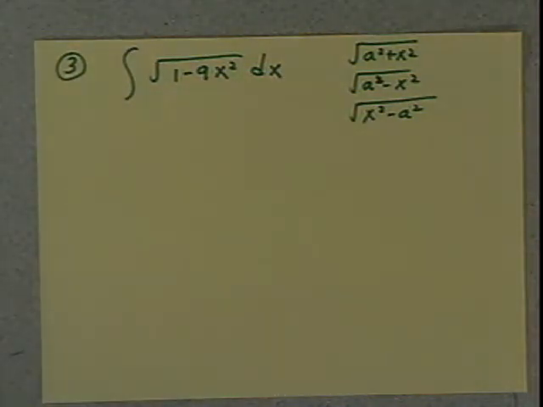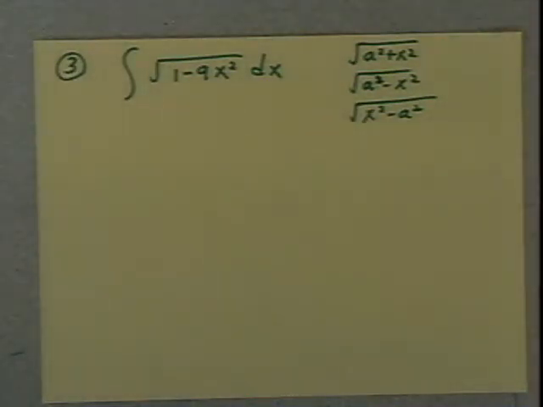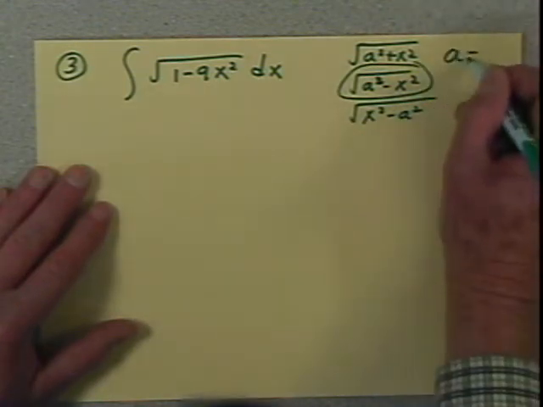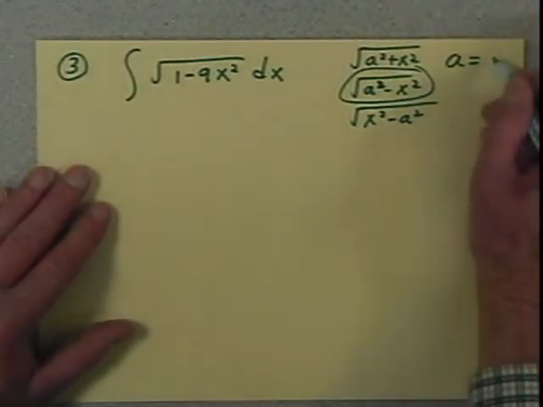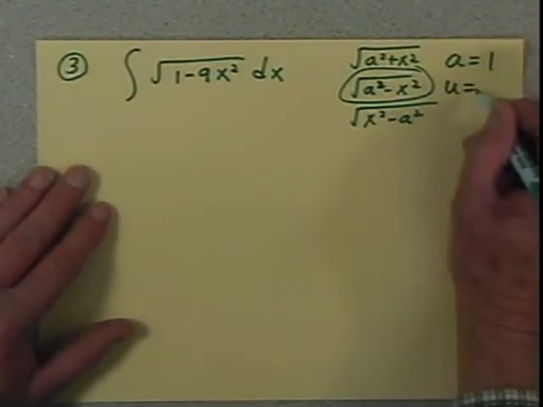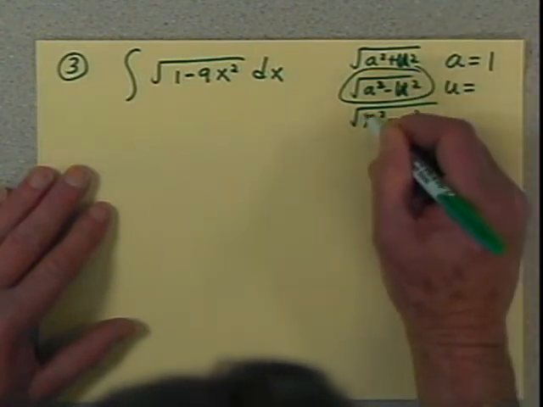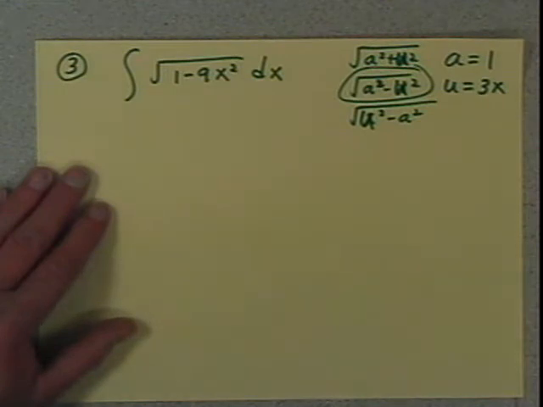Because those are the ones I have trig subs for. I actually would use. Which one has the greatest potential? Middle one? I'd go for this one. If I do, what's the A going to be? Yeah, it's got to be 1. And the 3x. What is the U going to be? These should have been U's. 3x. Yep. Okay.